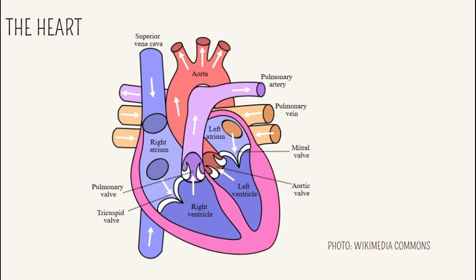So you have the superior vena cava, the right atrium, the right ventricle, left atrium, left ventricle, pulmonary artery, pulmonary vein, the mitral valve, aortic valve, pulmonary valve, and tricuspid valve, which prevents the backflow of blood. All of these parts of the heart are very, very important, and we're going to talk about how all of this works in just a second.